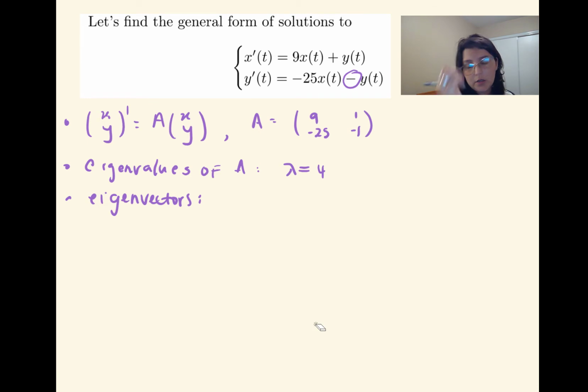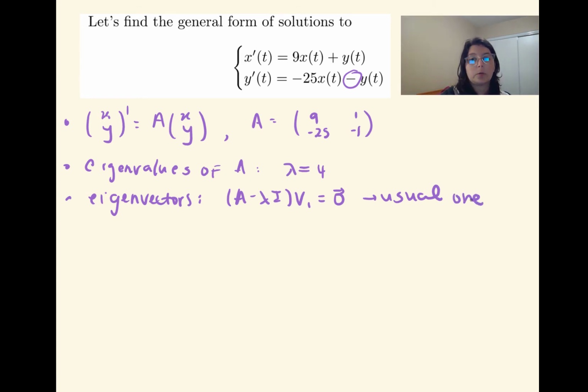So the usual eigenvector comes from solving the problem (A minus lambda I) times v1 equals the 0 vector. That will be the usual eigenvector. It's an eigenvector associated with the eigenvalue lambda equals 4.